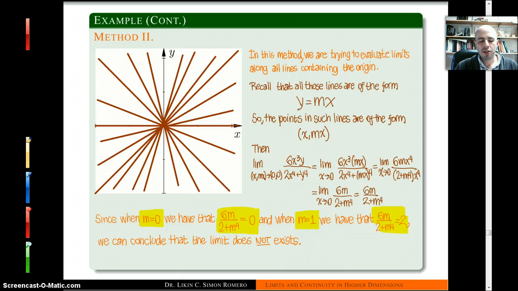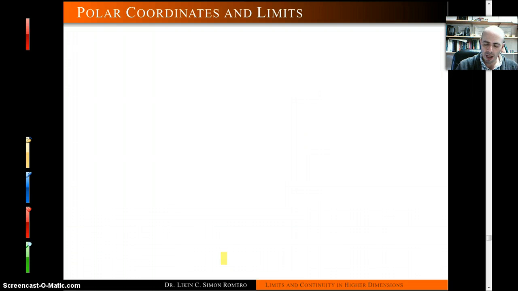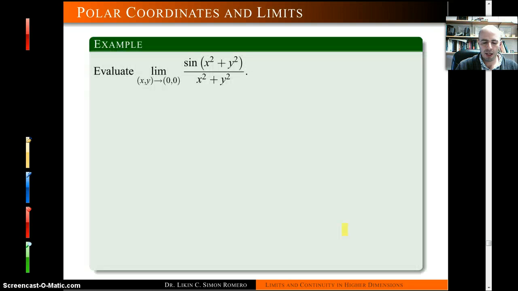Now, another way to actually compute limits is using polar coordinates. So polar coordinates is just changing, instead of rectangular coordinates, you represent a point by the distance to the origin and the angle. And the one that we're going to use here is we're going to use these two formulas, but the important one actually is going to be this one. So let me tell you how it works.